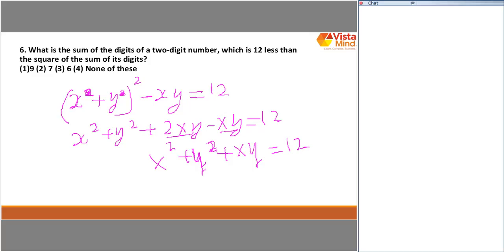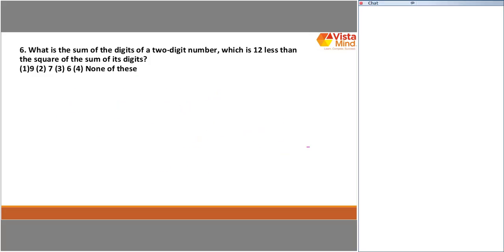So let us try this. The number is 10x plus y, not xy. I'll do the question again. It is saying the number which is 12 less than (x plus y) whole squared: (x plus y) whole squared minus the number, which is 10x plus y, should be equal to 12. Okay. Now how to go about it? Hit and trial. Let us try to solve this.